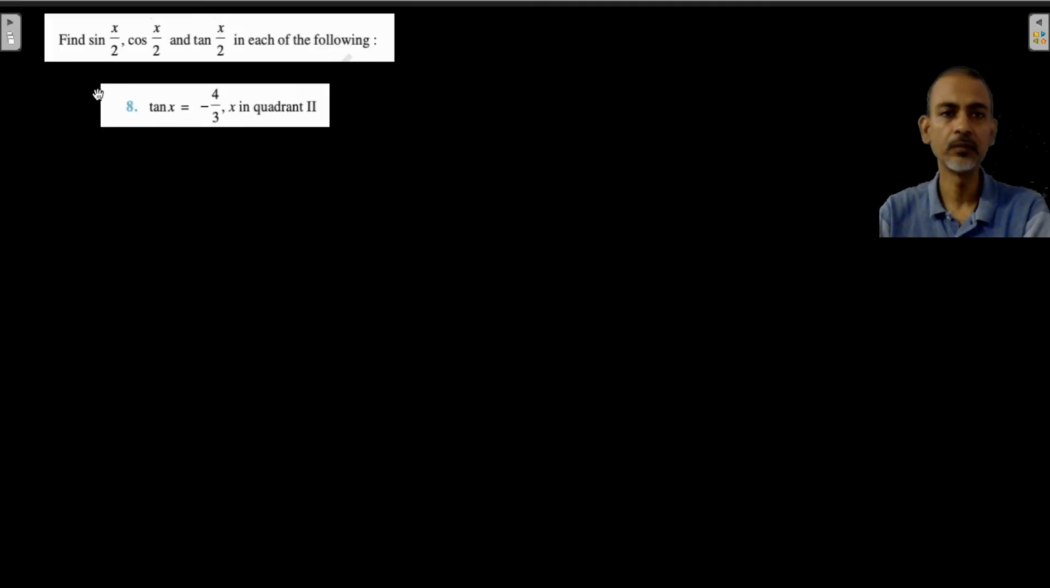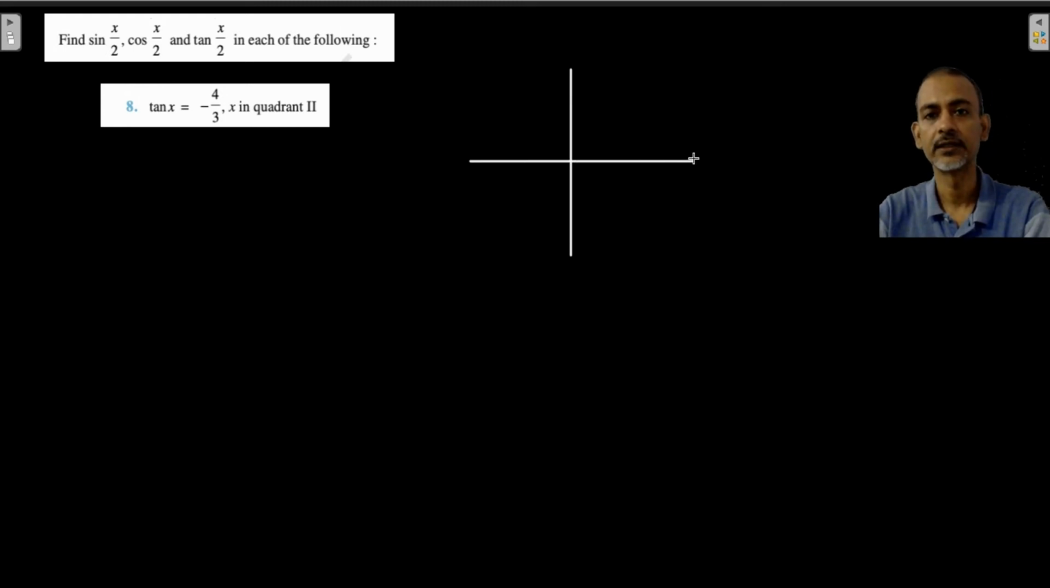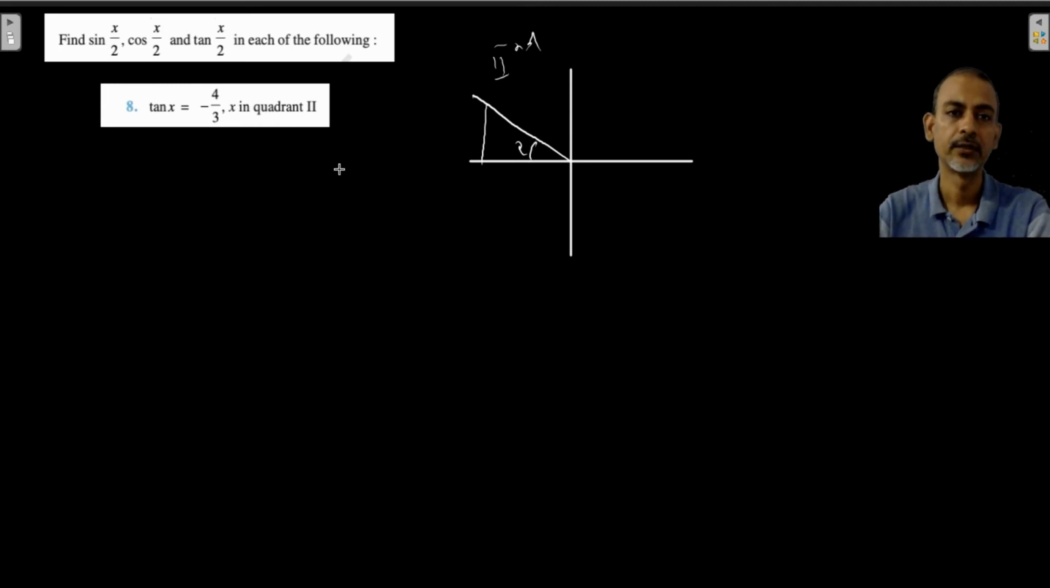In the next problem, I have been asked to find the value of sin x by 2, cos x by 2 and tan x by 2, wherein tan x equals minus 4 by 3 is given, and it is in the second quadrant. So what it is saying is that this is your coordinate system, and you are going to be in the second quadrant, and the value of tan x is going to be minus 4 by 3.